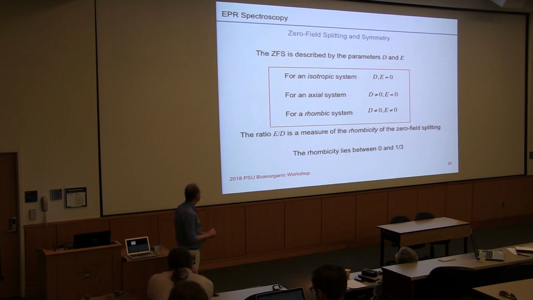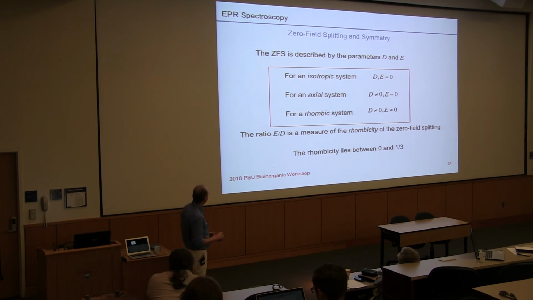And for a rhombic system, both of these values are non-zero, right? And so if you look here, the ratio of E divided by D will tell you how close you are to an axial system where E is 0, or a completely rhombic system where both values are non-zero. Because of this, the ratio E over D is known as the rhombicity of the zero field splitting, right?